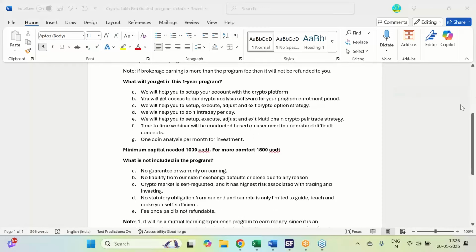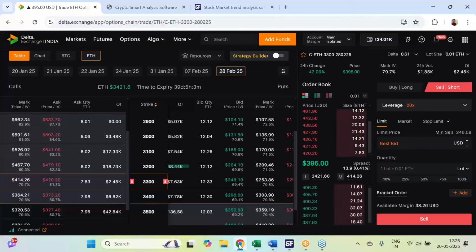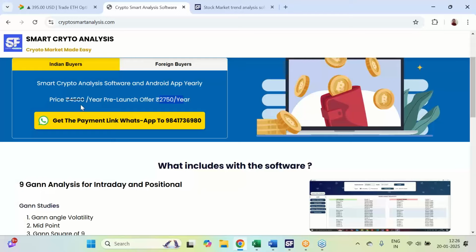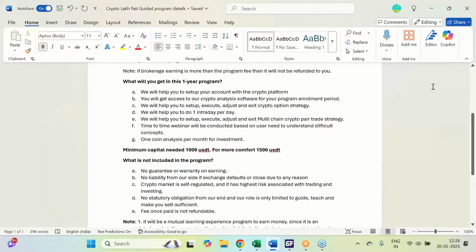I have just shown you that we have a software, which after pre-launch, after 31st of January, is going to be priced at 4,500 per year. During your enrollment period, if you enroll for 3 months, 6 months, or 1 year, this software will be given to you free. We will help you set up your account in these brokers, because there are some difficulties in this, and we can help you with that.